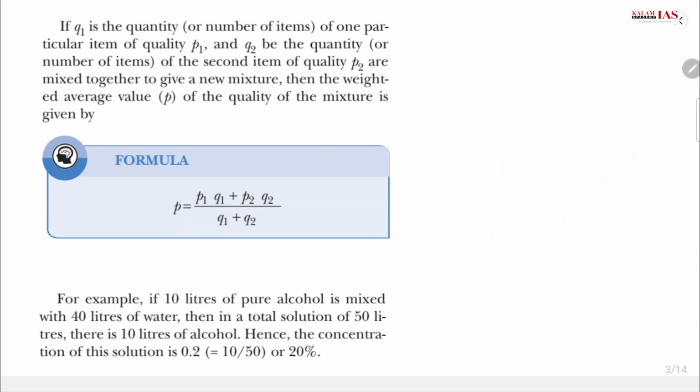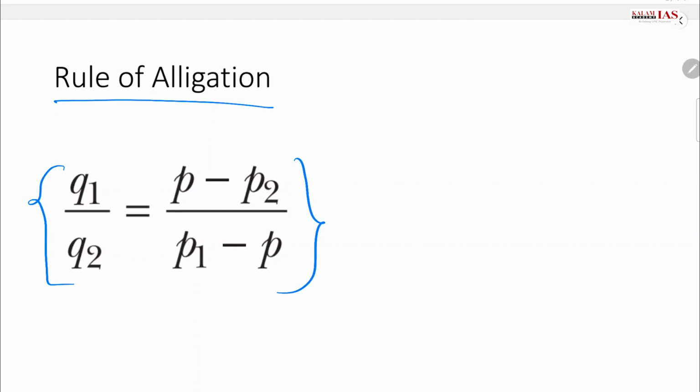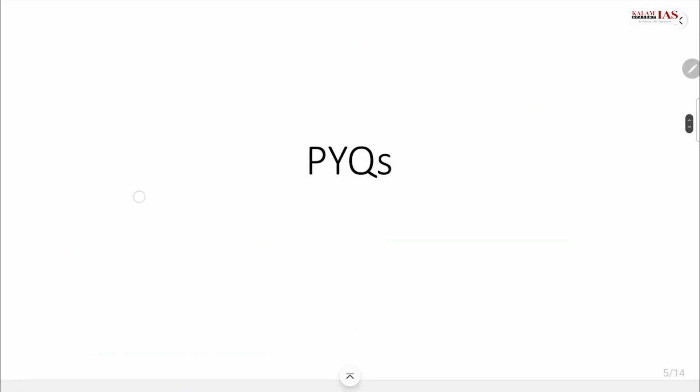Moving on to the next, we have the formula for the rule of alligation, which is defined by this formula. But I would recommend just ignoring this formula because it's quite complex, and solving the questions by logic is more useful, as we will see in the PYQ question practice. I am giving it to you just for the sake of knowing it, but it is not required at all. We can simply solve the questions without this formula. I'll show you the questions and then you'll realize how simple this concept is.